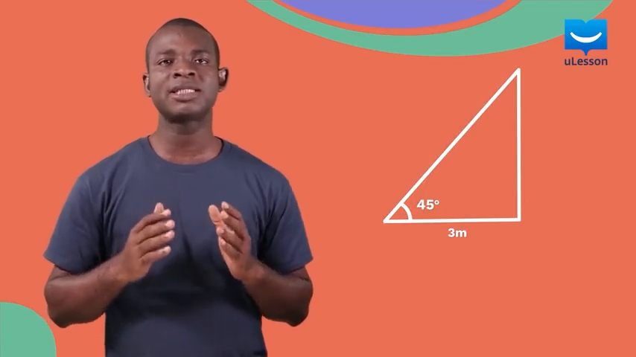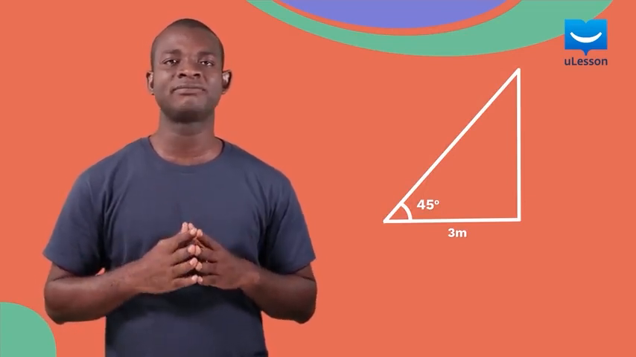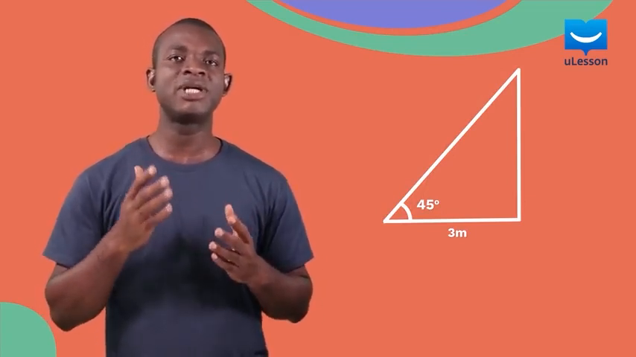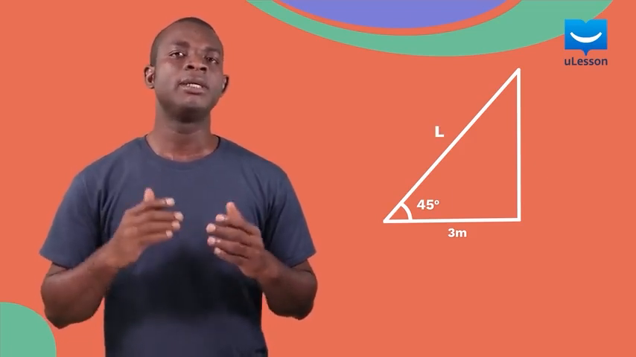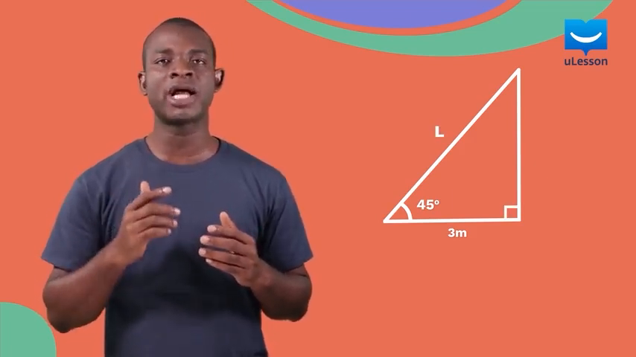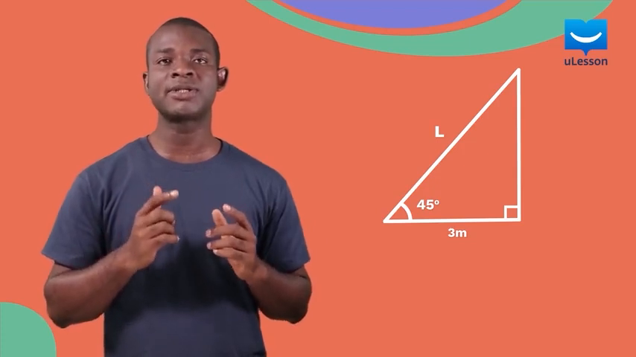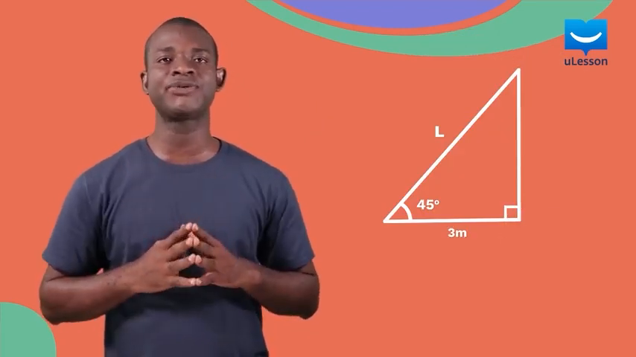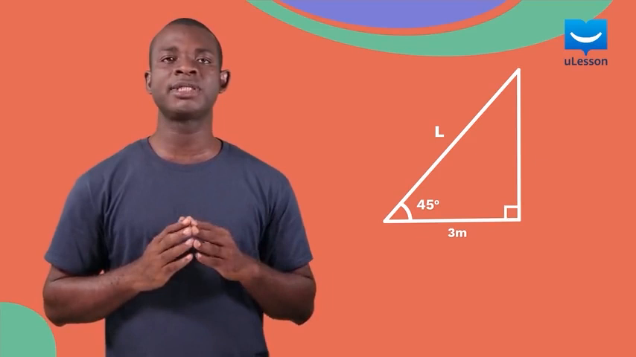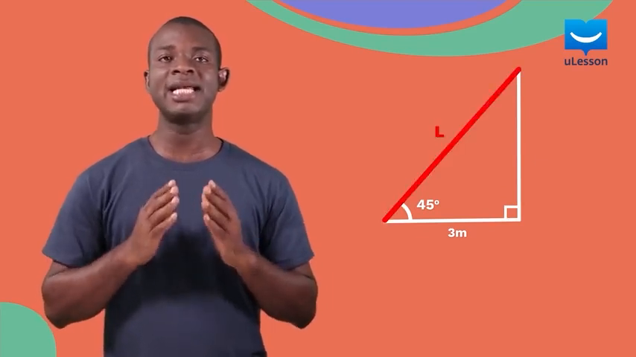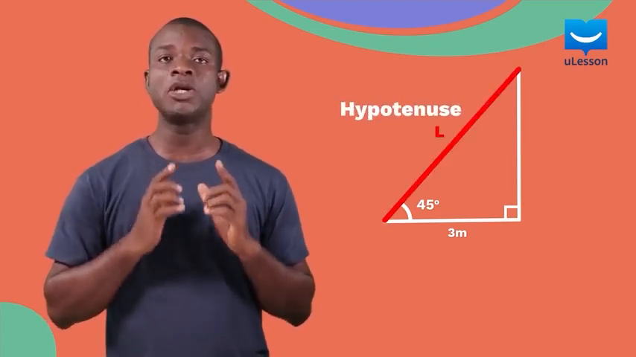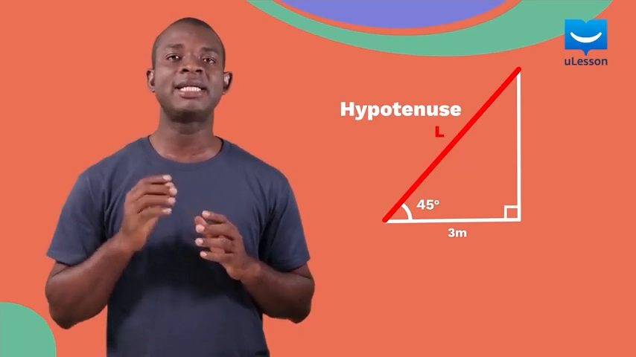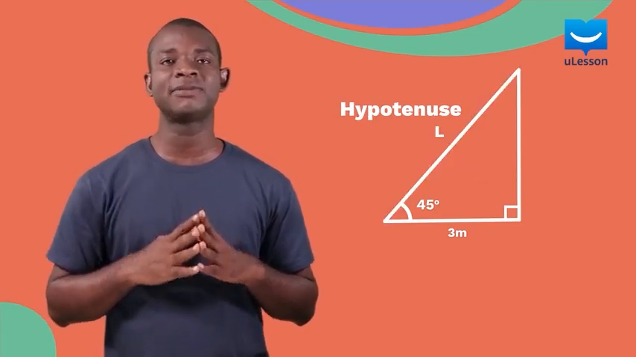The question requires that we find the length of the ladder. Let us represent the length of the ladder by the letter L. The triangle is a right-angled triangle since the question tells us that the ladder is leaning against a vertical wall. That corner marks the right angle in this triangle as shown in the sketch on the screen. From the triangle on the screen, we can see that L is the hypotenuse since it's the longest side and it's the side directly facing the angle 90.